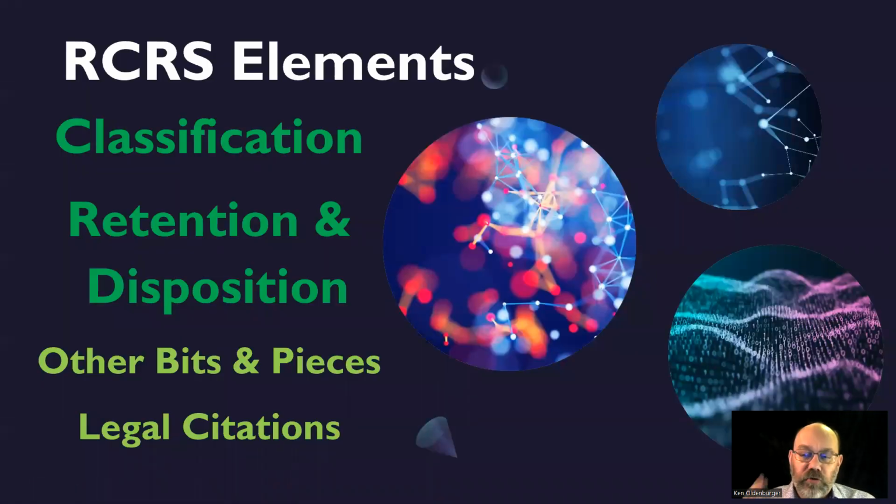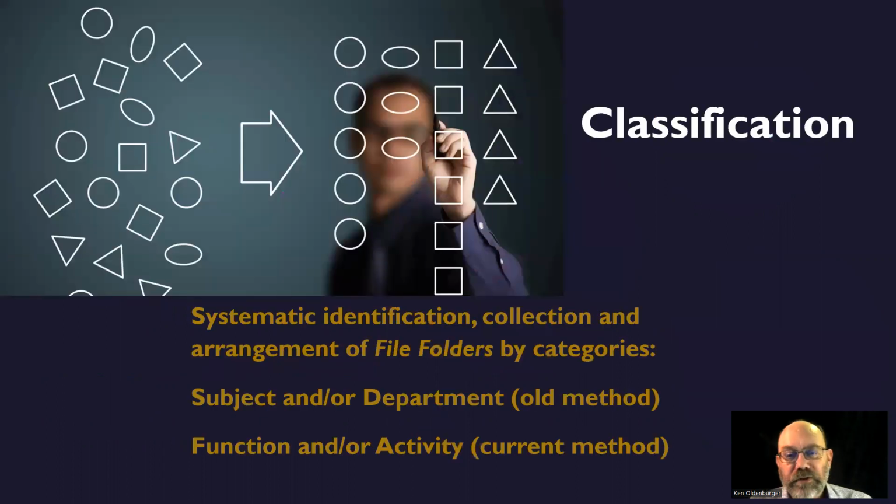There are two essential elements that comprise a records classification and retention schedule, and you can probably guess what they are. The first one is classification, and the second one is retention, which includes disposition. We are also going to look at some bits and pieces that may or may not be included in a records classification system. And finally, we are going to touch on legal citations, a very much neglected element of records classifications. All right, let's start at the beginning.